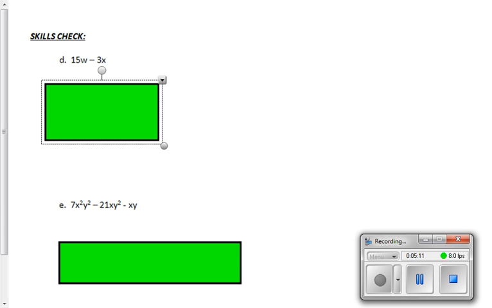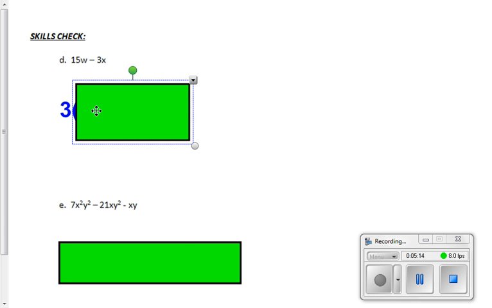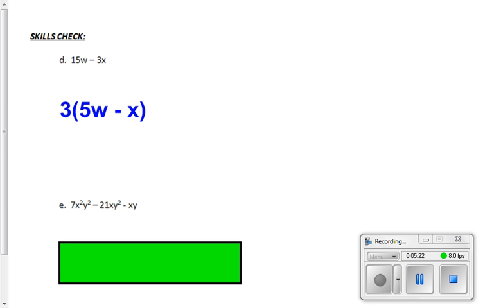Alright, now we're back. Numerically, we should have factored out a 3, and then when we factored out a 3, there's nothing variable-wise that we can factor out, with there being a w and an x. So when we factor out that 3, we should have 5w minus x. Last example, example E. Again, pause the video if you haven't and work through it.